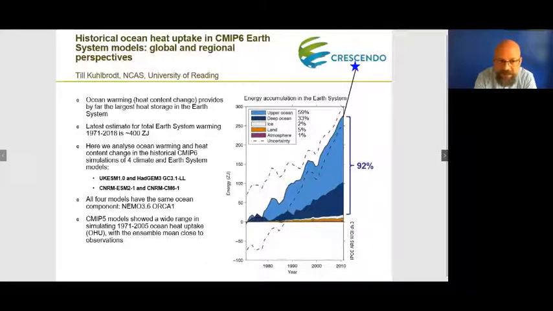The latest estimate, which is this blue star up here, for the total Earth system warming 1971 to 2018 is 400 zetajoules, and that's 10 to the 21 joules. So this is a plot based on the observations, and this talk is mainly about how good the models, the CMIP6 models, are at reproducing this observed ocean warming.